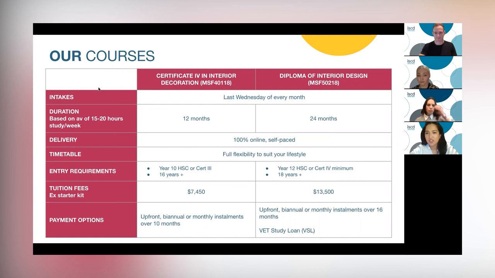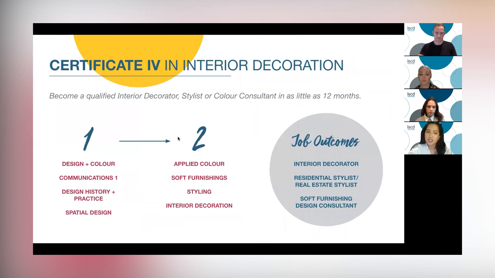The total course fee for the Certificate 4 is $7,450. You can pay upfront twice a year or every month over 10 months, making that $745 a month. For the Diploma, the total course fee is $13,500. Again, you can pay upfront twice a year or in monthly installments. We use a company called Easy Debit, really easy. Easy, pun not intended. Over 16 months, that makes it $844 a month. Otherwise, the Diploma has the added benefit of VSL, VET Student Loan. If you're a citizen, you are automatically eligible. I can always give you more information about that if you reach out to me.